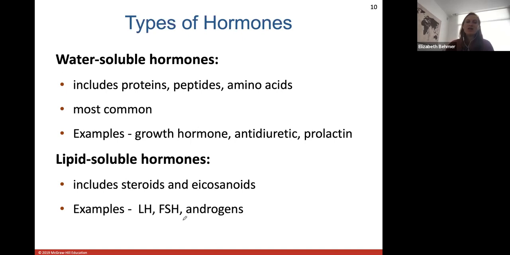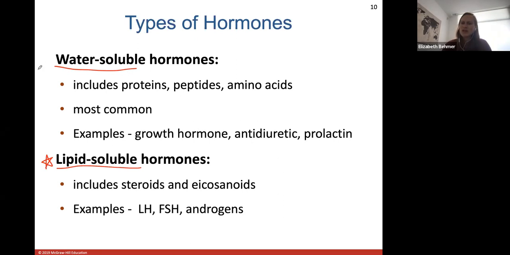Hormones can be what we call water-soluble or lipid-soluble. And remember that the cell membrane of our cells, the plasma membrane, is made of lipids. So if a hormone is lipid-soluble, it means it can get through the cell membrane because the cell membrane is made of lipids. And this will include your steroids and eicosanoids like luteinizing hormone, follicle-stimulating hormone, and androgens that all have to do with the gonads, the testes and ovaries.